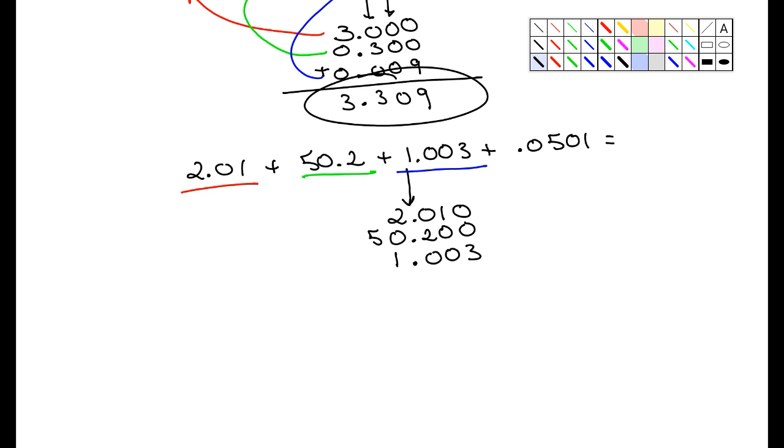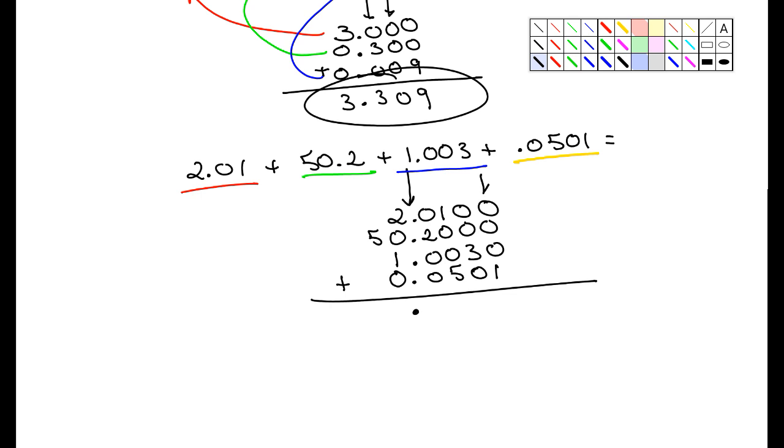And gosh, I've about run out of colors here. And so the last one here, 0.0501. So it's going to be a 0.0501. And so I'm going to add another couple zeros. And I could add a 0 there. Okay, and I'm going to add these up. With my decimals lined up, I can go ahead and just drop my decimals straight down.